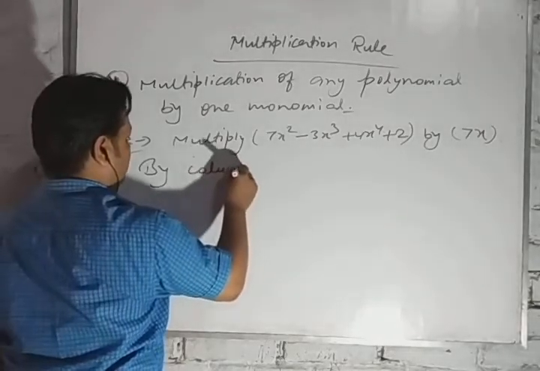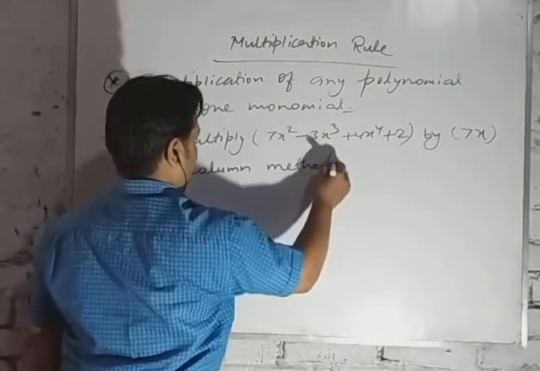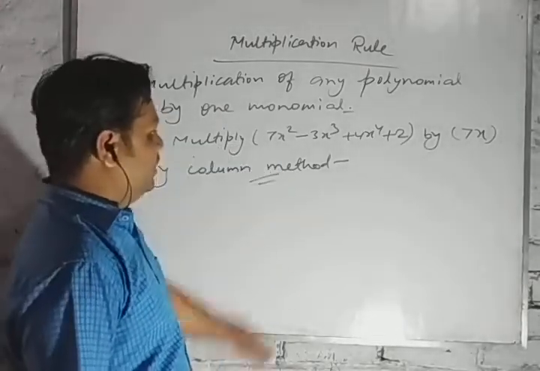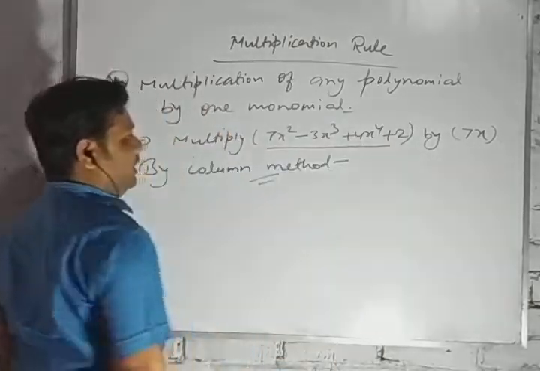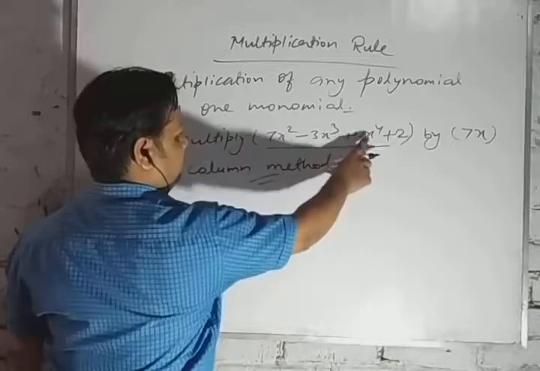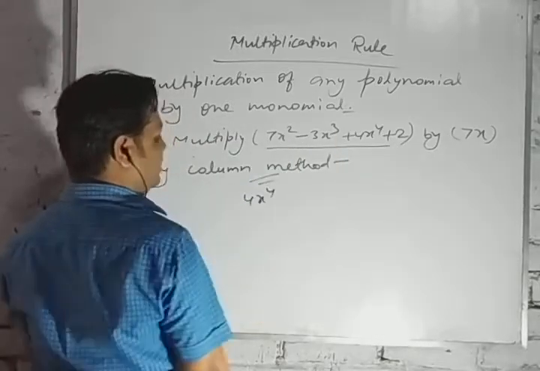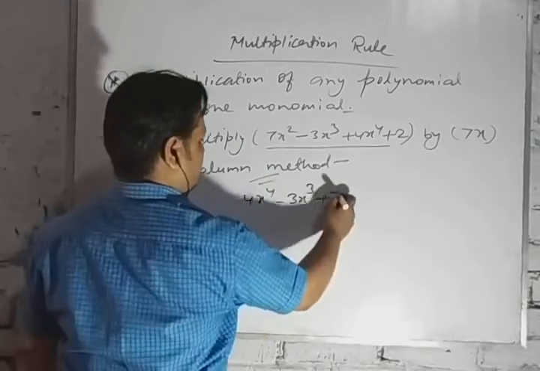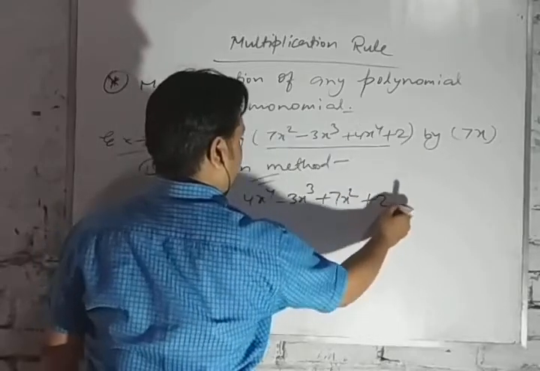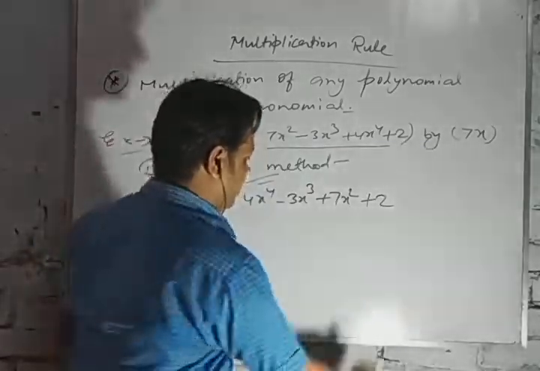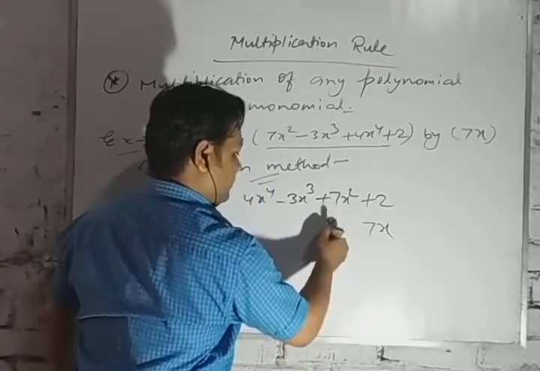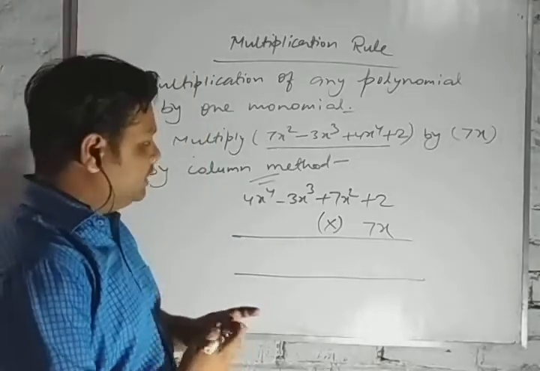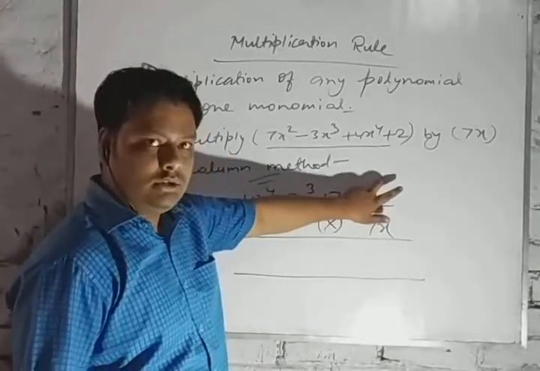By column method, at first we will write the polynomial, and the polynomial is this one. Okay. Now the highest one is 4x to the power 4. So at first we will arrange it, then minus 3x cube, then plus 7x square and plus 2. And now we have to multiply it with 7x. So here we will write 7x with the multiplication sign.